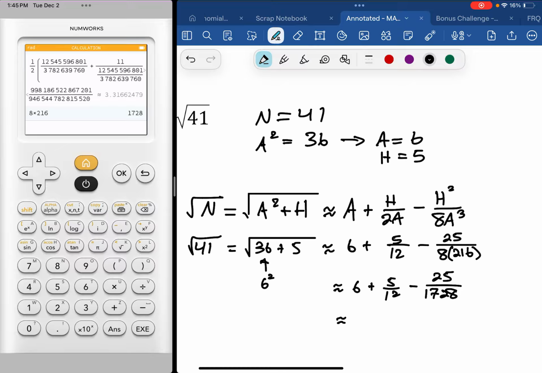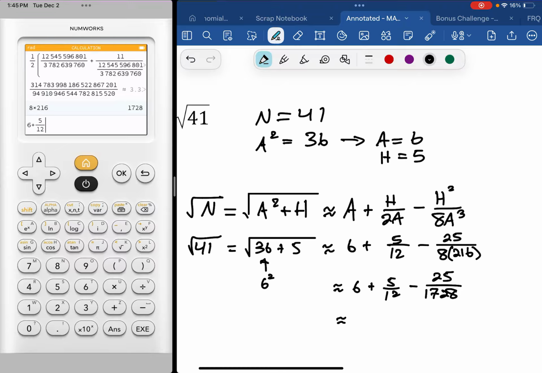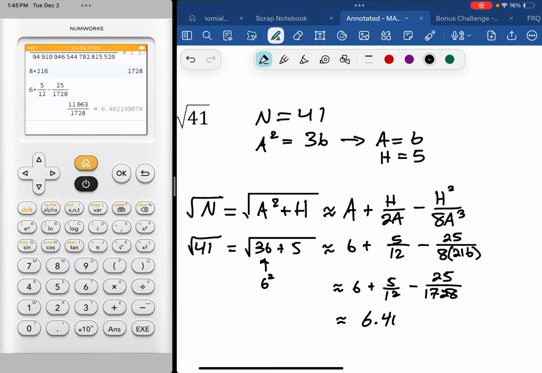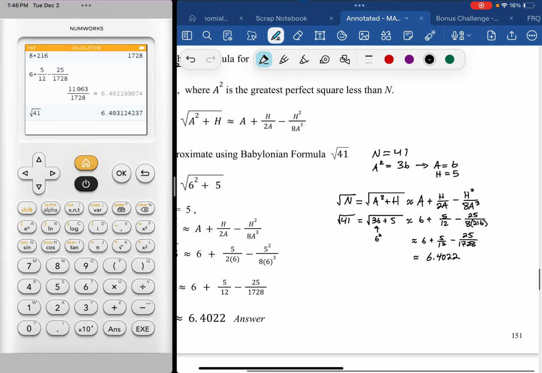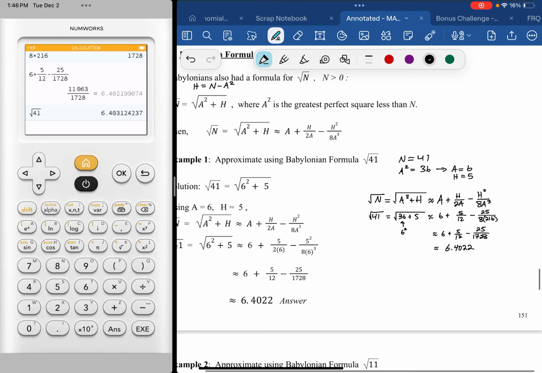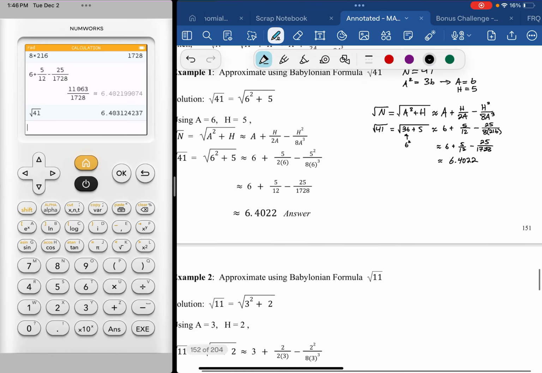And just like some of the other ones, this is where I tap out with the mental math. So 6 plus 5 twelfths minus the 25 over 1728. And we get about 6.4022 if I go 4 decimal places. I'm sure they went 5 or 6 or something like that, but that's what I'm going to leave it at now. And it's pretty spot on, right in the name. Looks like I chose to round it the right way, right?